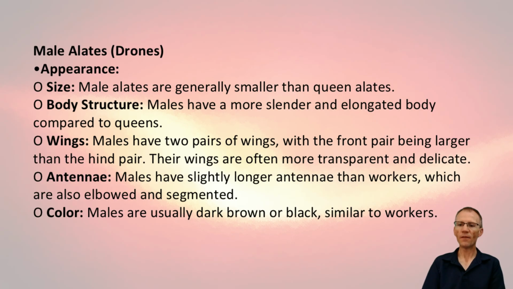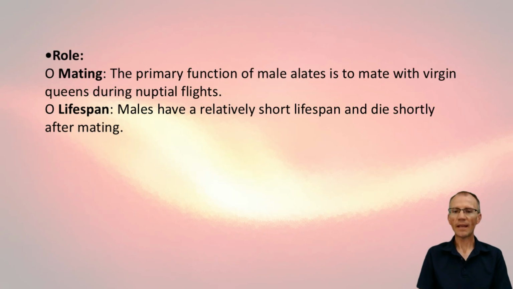Their wings are often more transparent and delicate. Antenna. Males have slightly larger antennae than workers, which are also elbowed and segmented. Color. Males are usually dark brown or black, similar to workers. Role. Mating. The primary function of male alates is to mate with virgin queens during nuptial flights. Lifespan. Males have a relatively short lifespan and die shortly after mating.